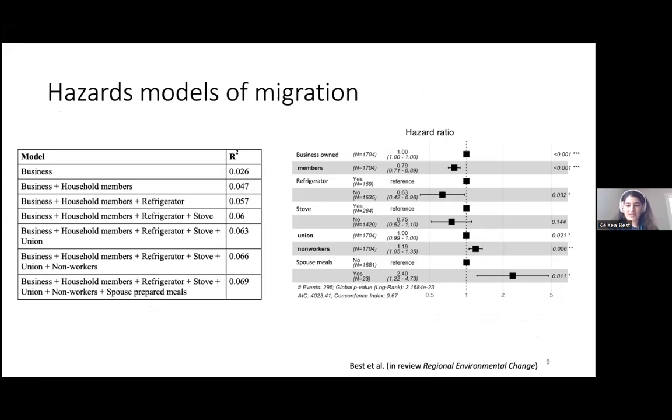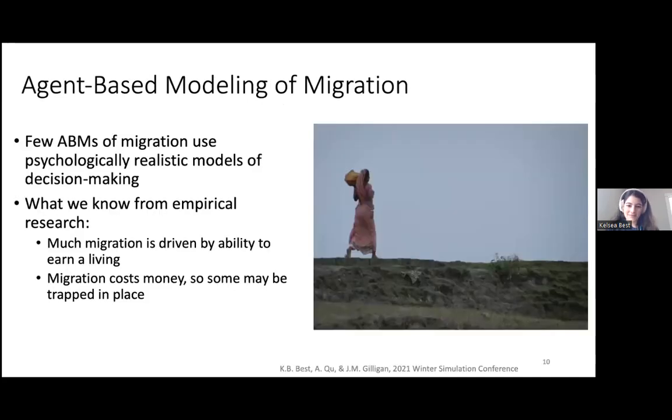So what I found here is kind of confirming what we suspected, which is that higher economic status seems to increase migration, whereas poorer households are less likely to migrate, again, from the data that we collected in this specific region. Okay, I'm gonna chug along.